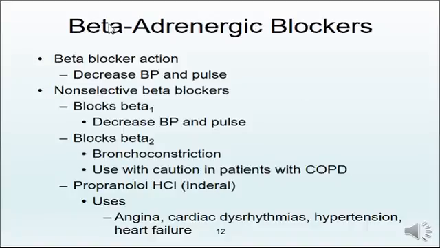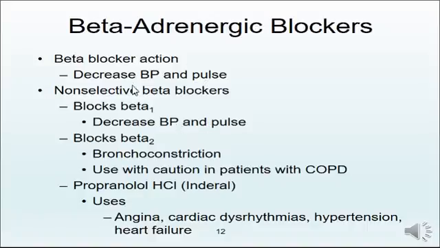Remember you have the beta 1 and the beta 2 on the sympathetic side, and that's what's blocked by these beta adrenergic blockers, or often called the beta blockers. Because it's affecting that beta 1, it's going to decrease the blood pressure and the pulse. Because the beta 1 does the opposite of that. By blocking it, it's going to decrease it.